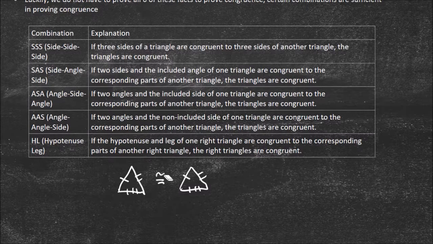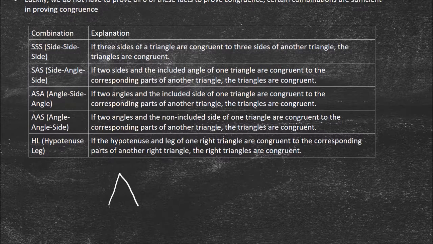Second one is side, angle, side. So now let me erase these marks here. Let me erase our triangles. Now this one says if 2 sides and the included angle of one triangle are congruent to the corresponding parts of another triangle, the triangles are congruent. And we call this one SAS.